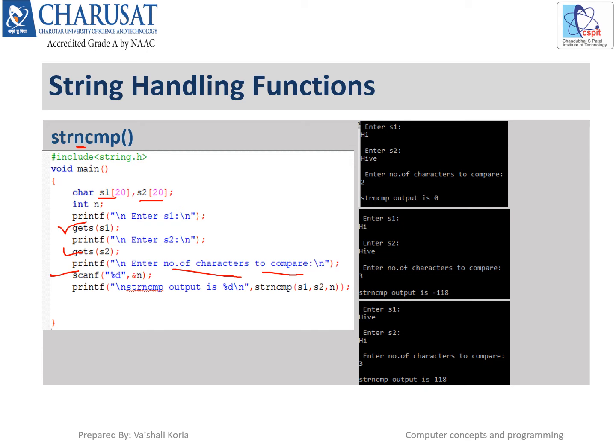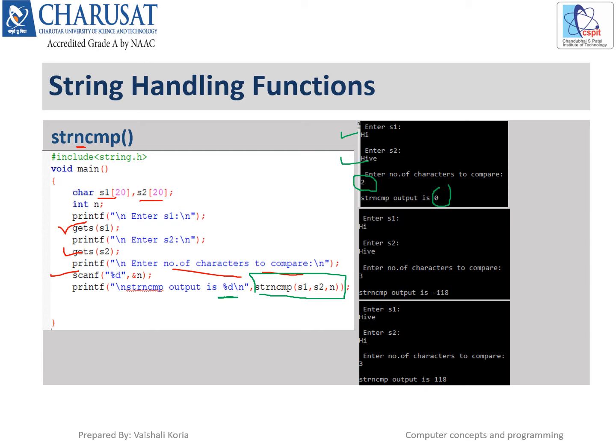So you can see the first output here. The string s1 is high and the string s2 is hive. And we want to compare only the first two characters. So hi and hi, both are the same, right? So the output is 0. Here also you can see we have called the function strncmp s1 s2 n, right? n is entered by the user, and the output of this function is printed using this percentage d.